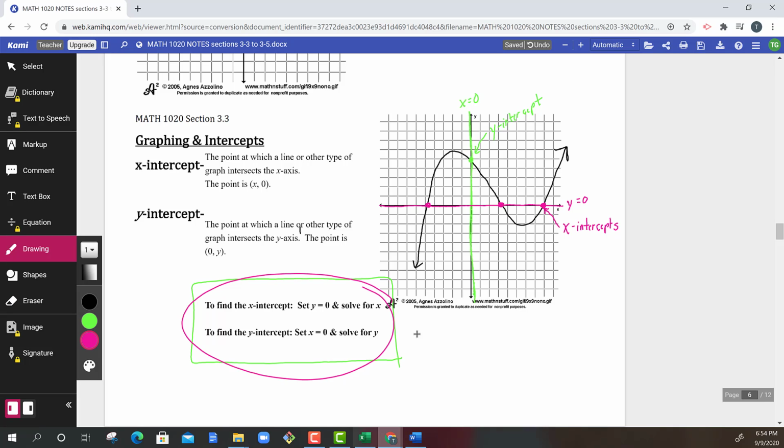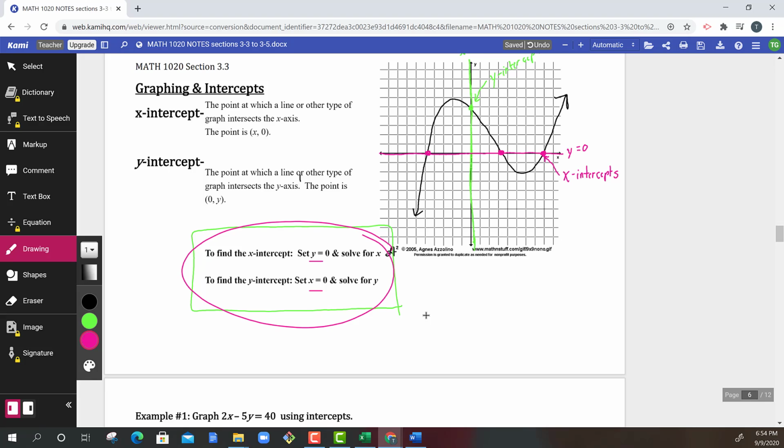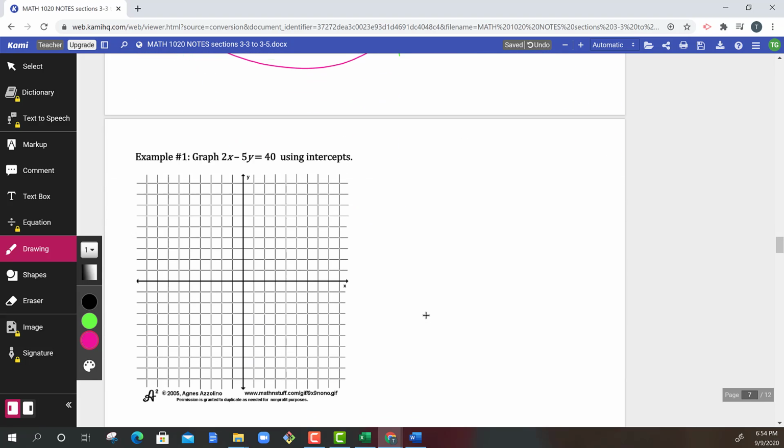And you'll notice every line typically has 2. I shouldn't say every line. Some lines just have a single intercept if it goes through the origin. But we need 2 points to graph a line. So that means we can make our 2 intercepts the points we're going to use to graph these lines. So let's see what we're talking about here.